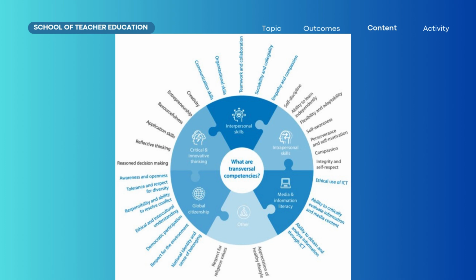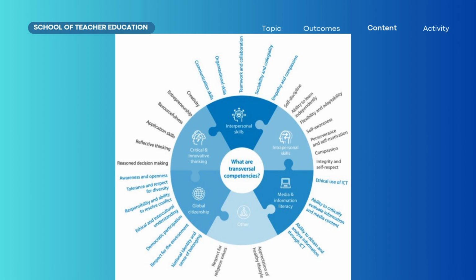So these are the different transversal competencies that we can ask when we make an authentic assessment. Allow me to zoom in on the different skills. For critical and innovative thinking, the transferable skills could be creativity, entrepreneurship, resourcefulness, application skills, reflective thinking, and reasoned decision making. So that's just one. And the others, we also have interpersonal skills, intrapersonal skills, media information literacy, global citizenship, and there are also others.